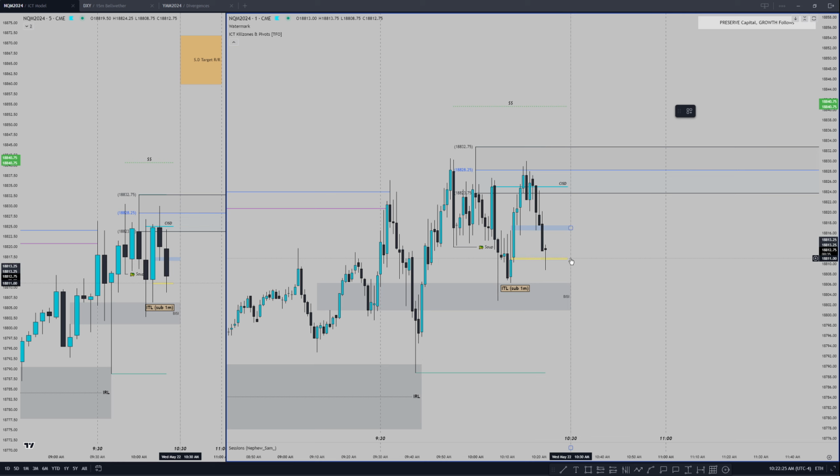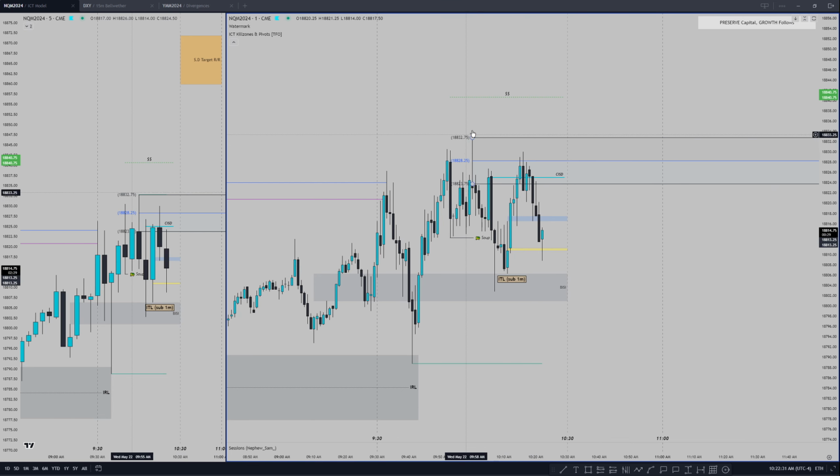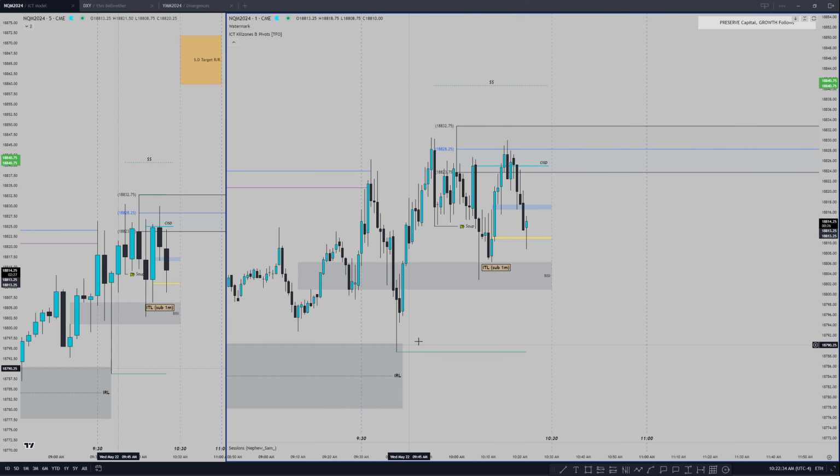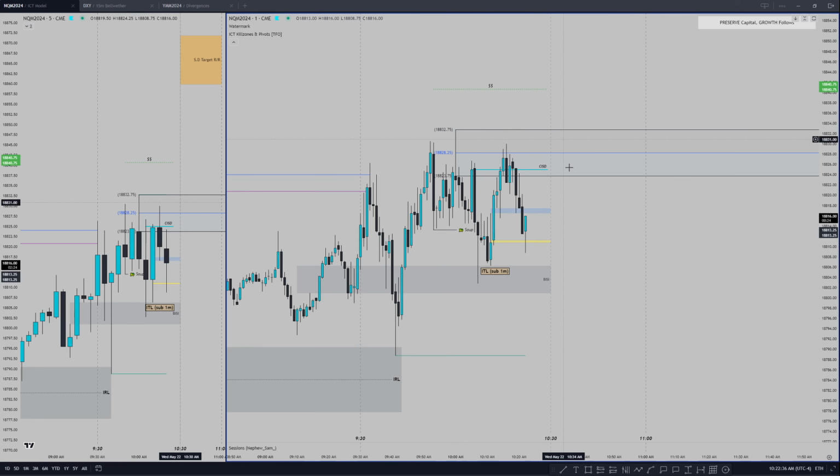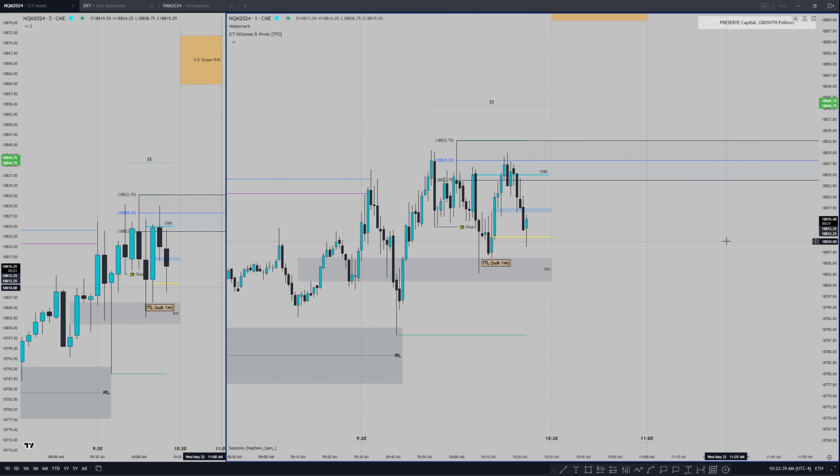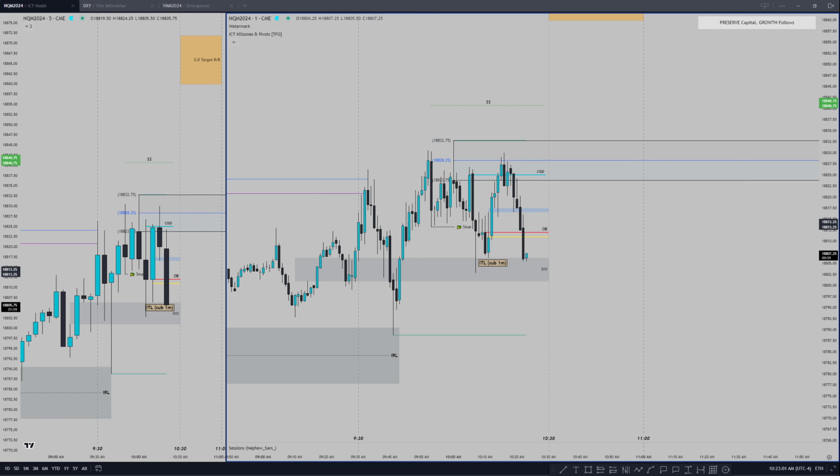That's really the last line of defense. And I still don't like the fact that we haven't taken out the 10 a.m. high. That would have confirmed that this is the low. But now it's still 50-50. I guess this is also the last bullish order block here too. And take out the intermediate term low. It is what it is.